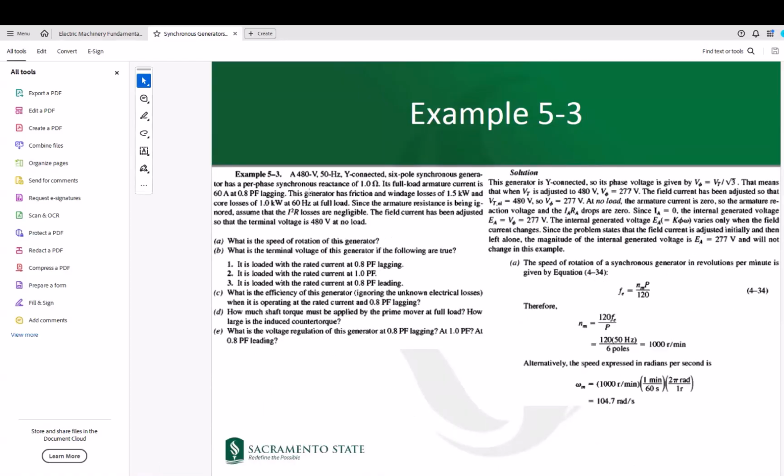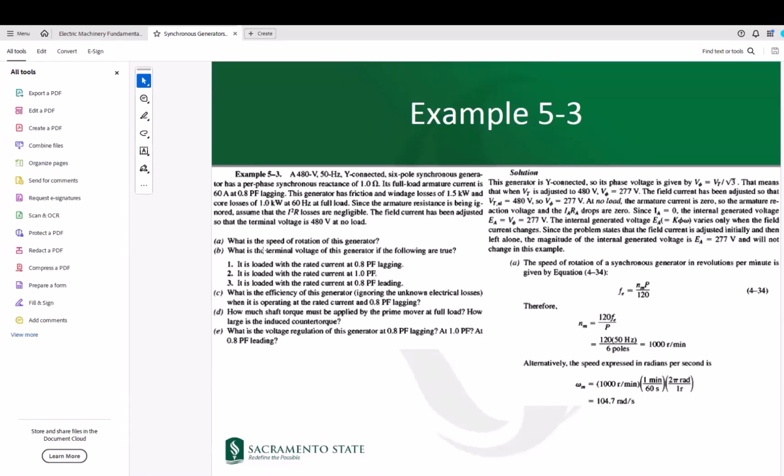Example 5.3: we have a 480 volts, 50 hertz, Y-connected, 6-pole synchronous generator, which has a per phase synchronous reactance of 1 ohm, and its full load armature current is 60 amps at 0.8 power factor lagging. This generator has friction and windage losses of 1.5 kilowatts and core losses of 1 kilowatt at 60 hertz at full load. Since the armature resistance is being ignored, we assume that I squared R losses are negligible. The field current has been adjusted so that the terminal voltage is 480 volts at no load. So here are the questions.